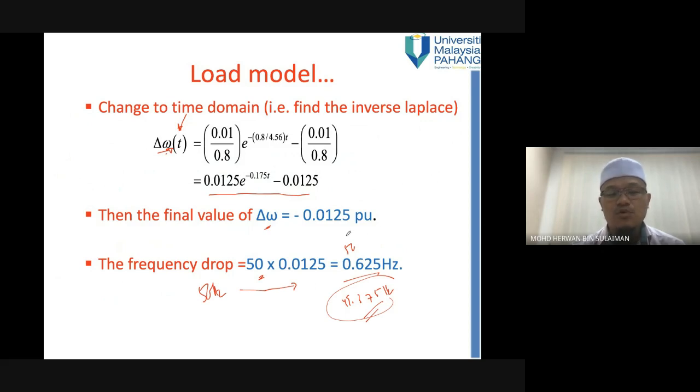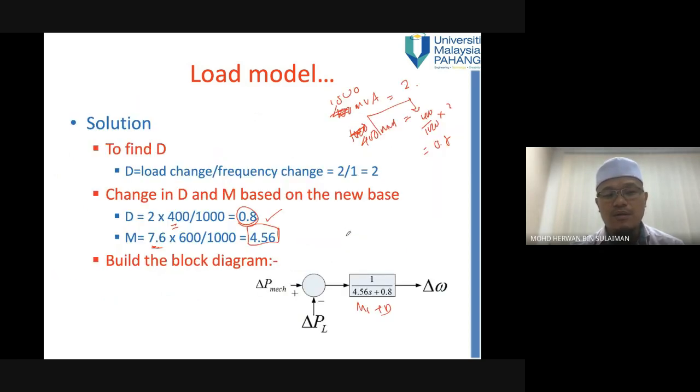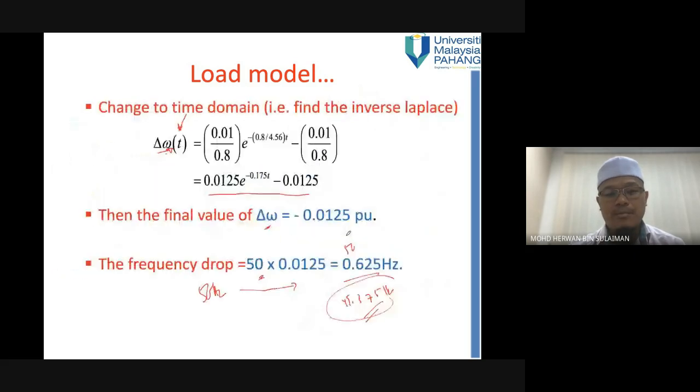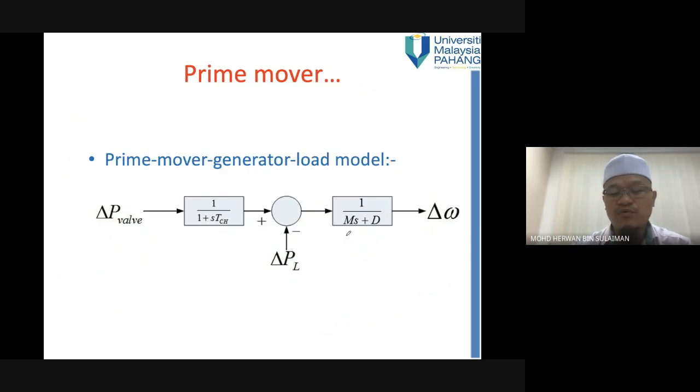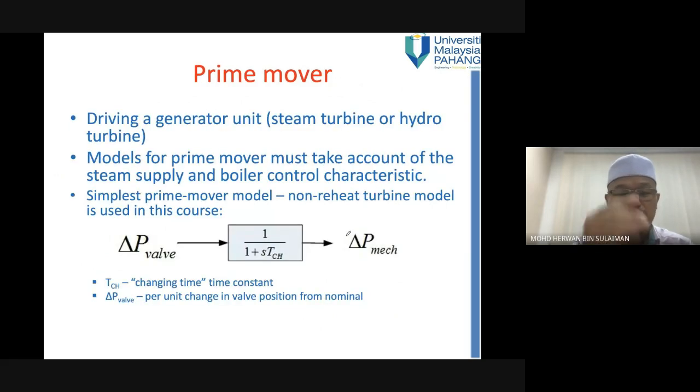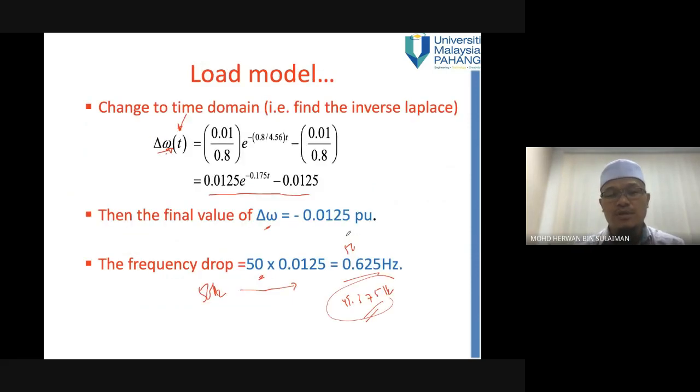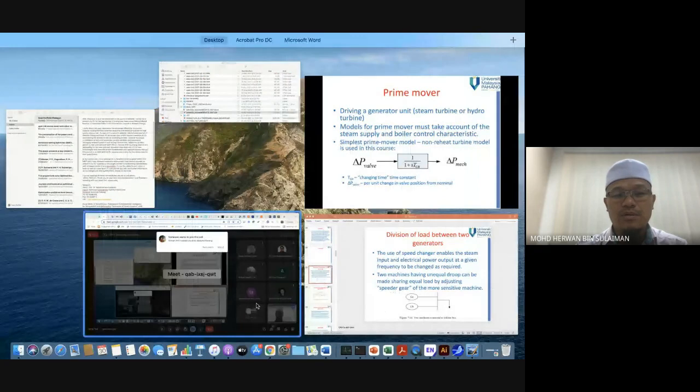Okay, load changes lah. So ini load model. Okay, boleh lah. Yang ni you tak ingat pun tak apa, sebab ini just how we model it. Kita takkan go detail lah, sebab you dah belajar dekat kelas sebelum ni kan. Okay, now we move to the prime mover. So we try to finish everything in terms of the model, and then kita akan cuba tengok macam mana kita can construct the system, we build the whole system in terms of block diagram. Okay, boleh lah.